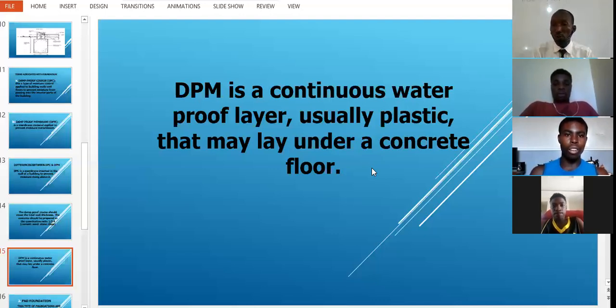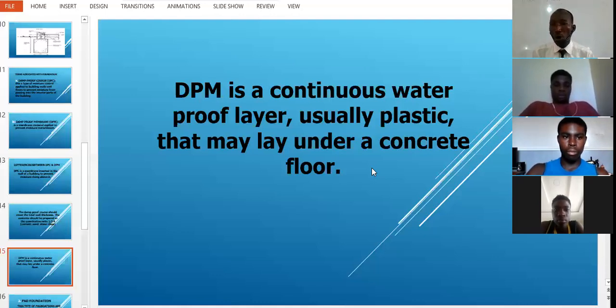Before, we were talking about foundation and we have gone far. Possibly when the notes get to you, you can recover. We are talking about foundation, and at this level we are on DPC, terms associated with foundation. We talk about DPC and DPM. DPC is damp-proof course, while DPM is damp-proof membrane.